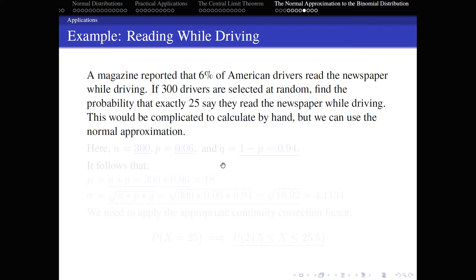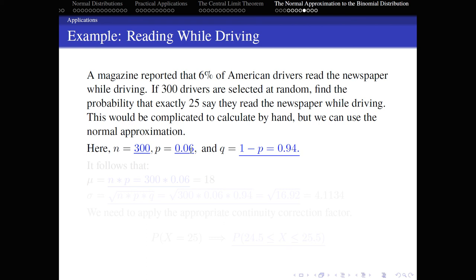All right, coming back. Here we've got 300 drivers. Each of them has a 6% chance of reading the newspaper. Note that because we have a success and failure, you read the newspaper, you didn't, and a fixed number of trials, two options, and the probabilities stay consistent, this is a binomial. So this is a good thing to think through too. Is this a binomial case or not? In this case it is.